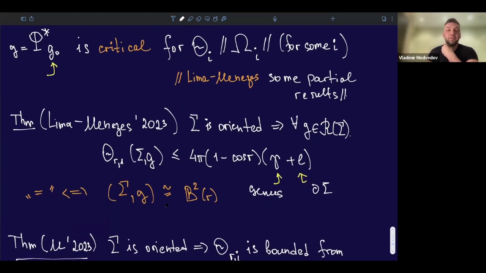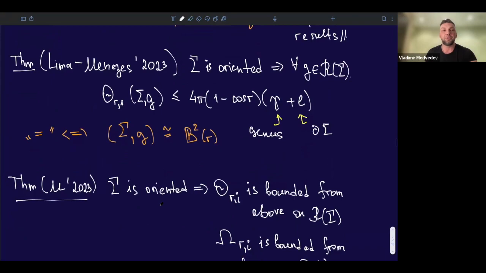And equality happens, so there is a rigidity part in this inequality. It says that equality happens if and only if sigma g is isometric to the ball B2R. By the way, this is only for the functional theta R1. So we can talk only about free boundary minimal submanifolds in the geodesic balls in the upper half sphere. It's not about the geodesic balls in the hyperbolic space.